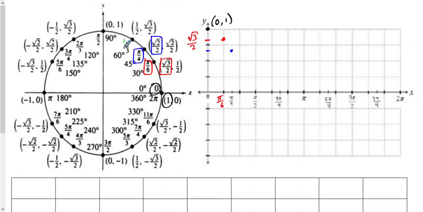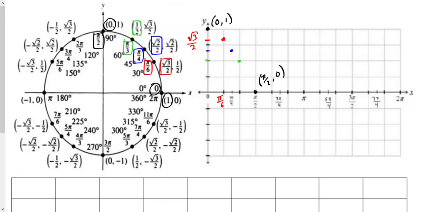Then at pi over 3, our x-coordinate is 1/2. Oh, well, I know where 1/2 is. That's right here. So 1/2 shows up right there. And we're already a quarter of the way around. At the angle pi over 2, our x-coordinate is a 0. So we started at the top of the y-axis here, and now we've ended up on the x-axis at the point pi over 2, 0.